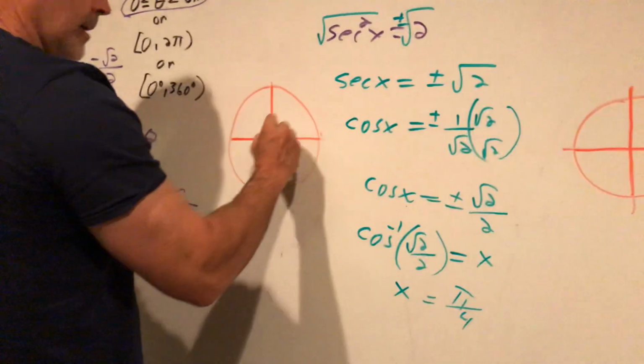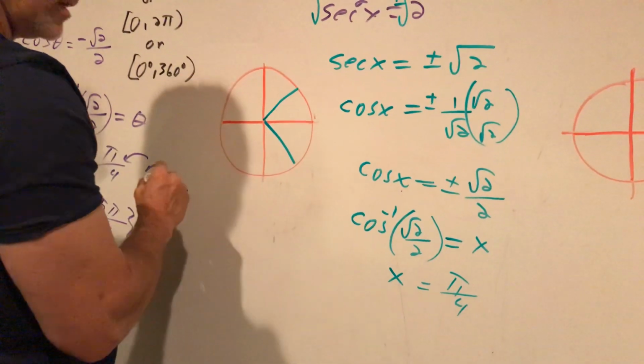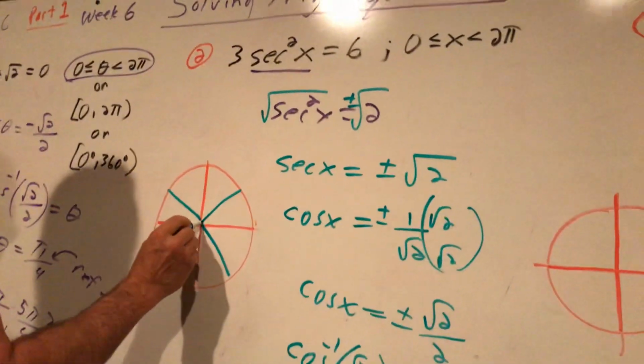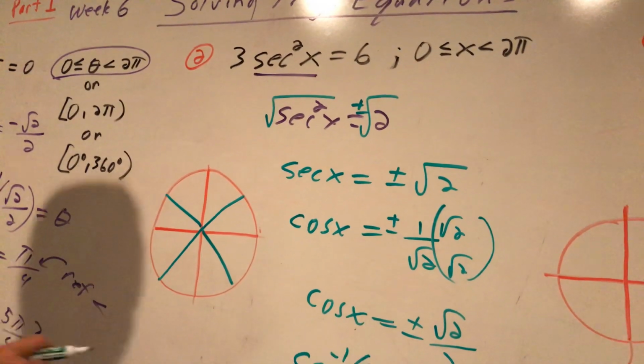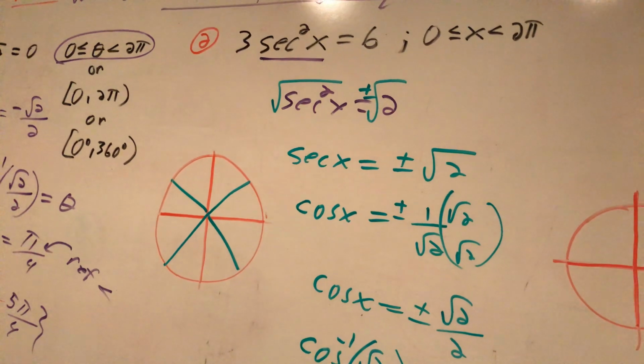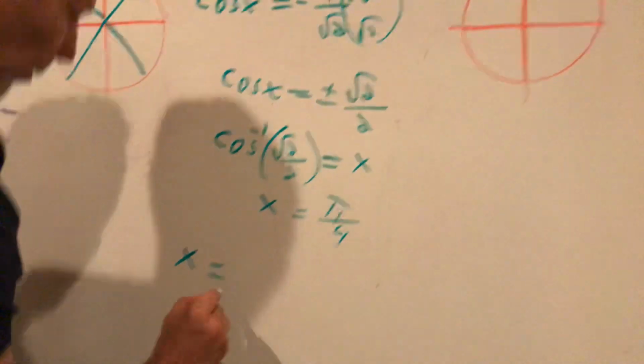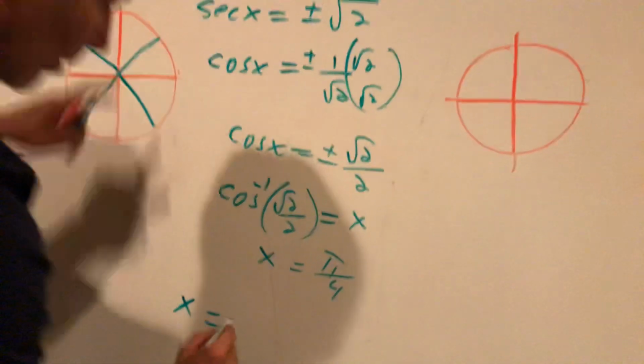For cosine to be positive, it's in quadrants 1 and 4. For cosine to be negative, it's in quadrants 2 and 3. So I want all 4 of them with this angle. So I have 4 answers. I just want all my pi over 4s. This is pi over 4.